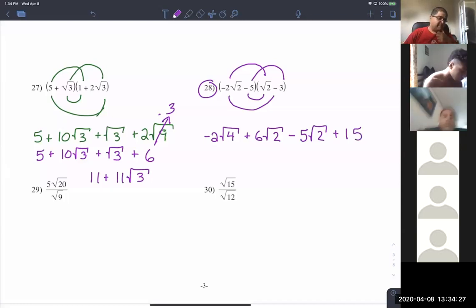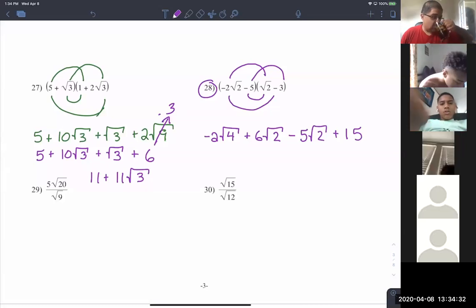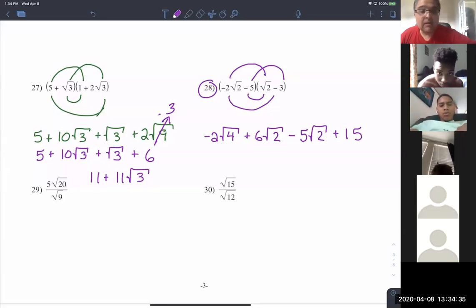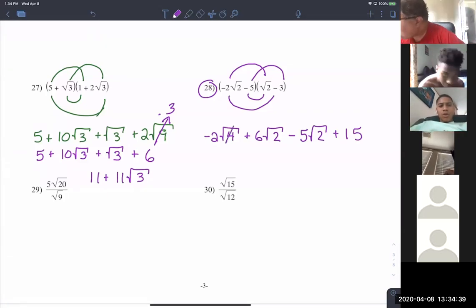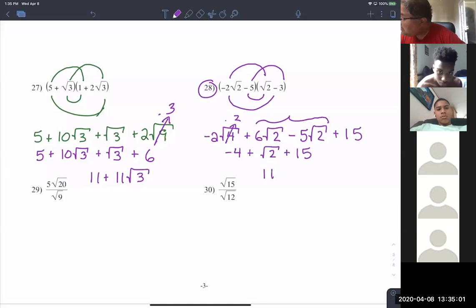How do I clean this up? You're gonna take out the 4 and turn it into a 2. Then you can combine 6 root 2 and 5 root 2. What do I get when I combine these? Negative 4 root 2. And combine my numbers.